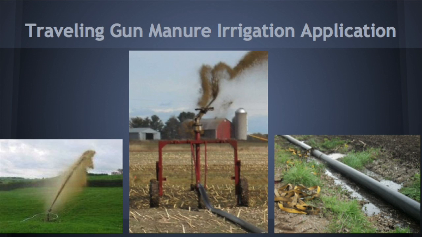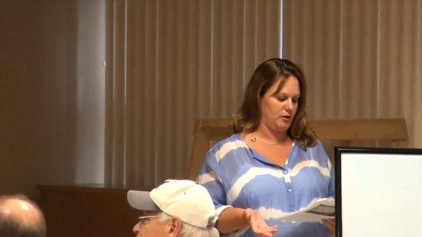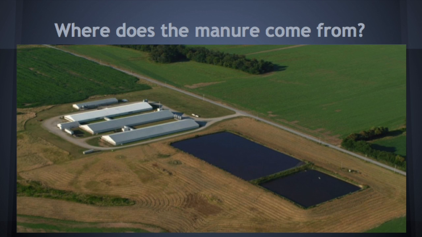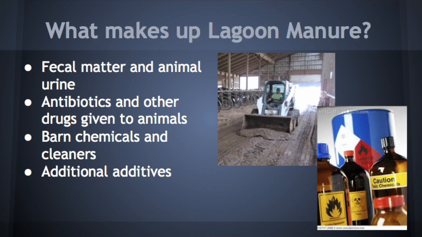What you see here is a portable manure irrigation device. It is essentially a manure lawn sprinkler. Both industrialized agriculture, known as CAFOs, concentrated animal feeding operations, and larger family farms have manure containment systems.